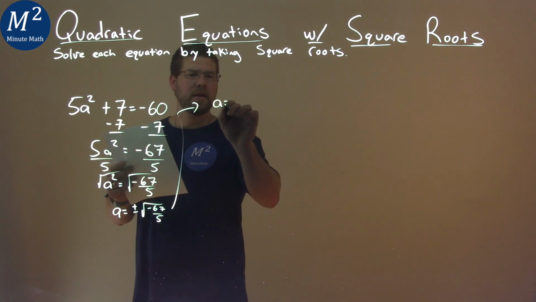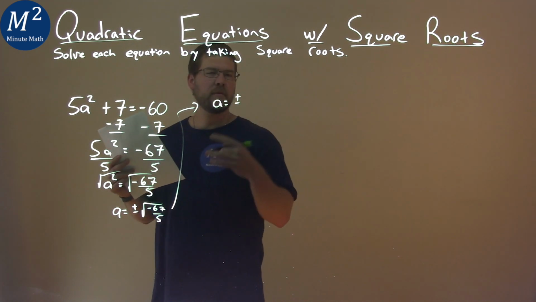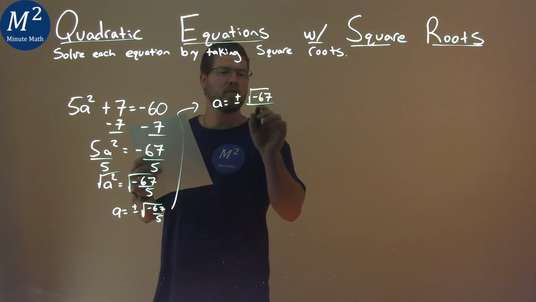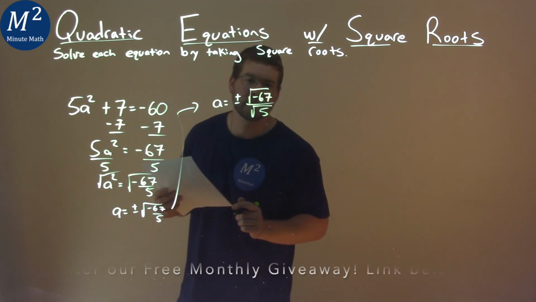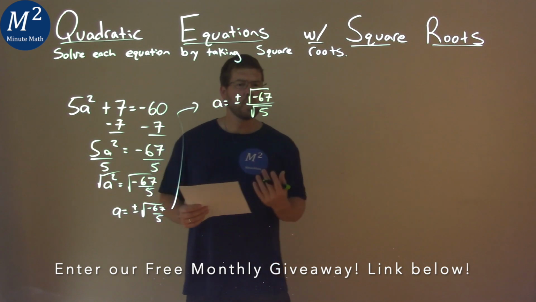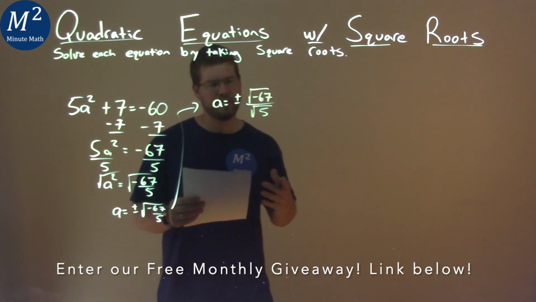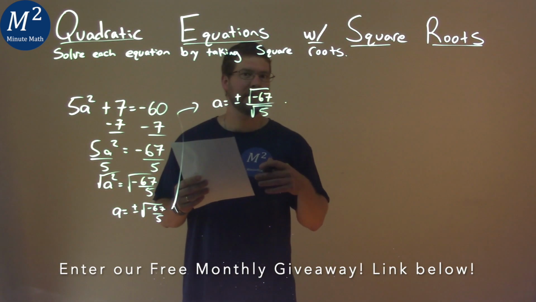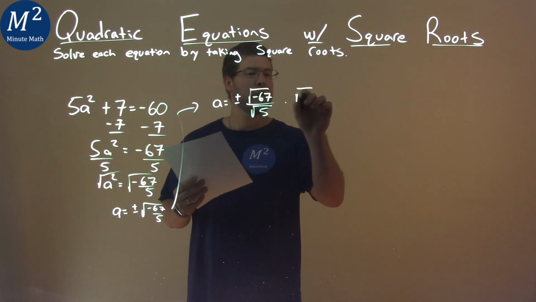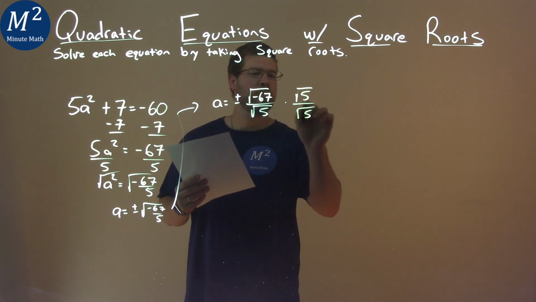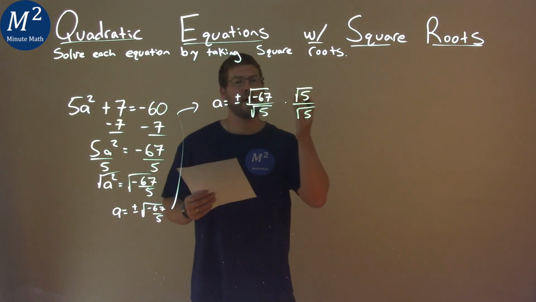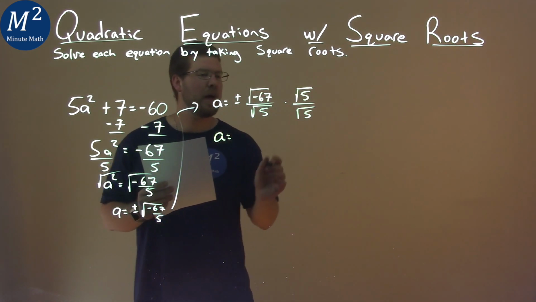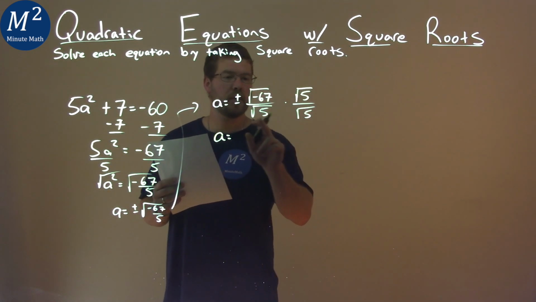Well, a equals plus or minus the square root of the fraction. We take the square root of the numerator, negative 67, over the square root of the denominator, which is 5. Now our rules state it's not proper to have a square root in the denominator. So to get rid of that, I'm going to multiply this by essentially the number 1, but I'm going to make 1 be square root of 5 over 5. Square root of 5 over 5 is really 1, doesn't change it. But what it does do, it allows me to eliminate the square root in the denominator.